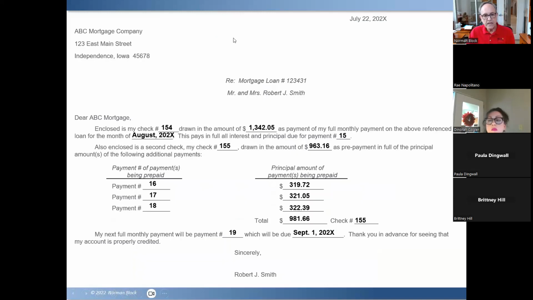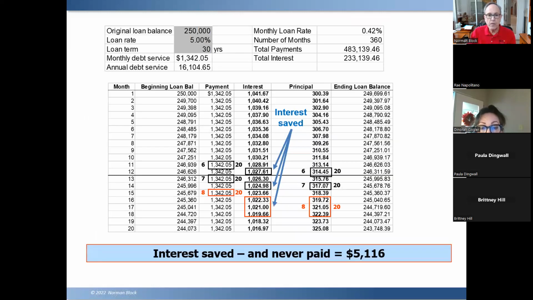Well, I send in a regular payment, just like we said, $1342.05. Then with the second payment, I'm going to prepay the principal amounts exact to the penny of payment 16, 17, and 18. It comes to $981.66. I've told them exactly what I'm doing. So again, if I'm using electronics, I've got to enter the payment of $981.66, but somewhere on the memo, I got to say prepayment principal of payment 16, 17, and 18. Again, I like the written record better, but I know a lot of people won't do it.